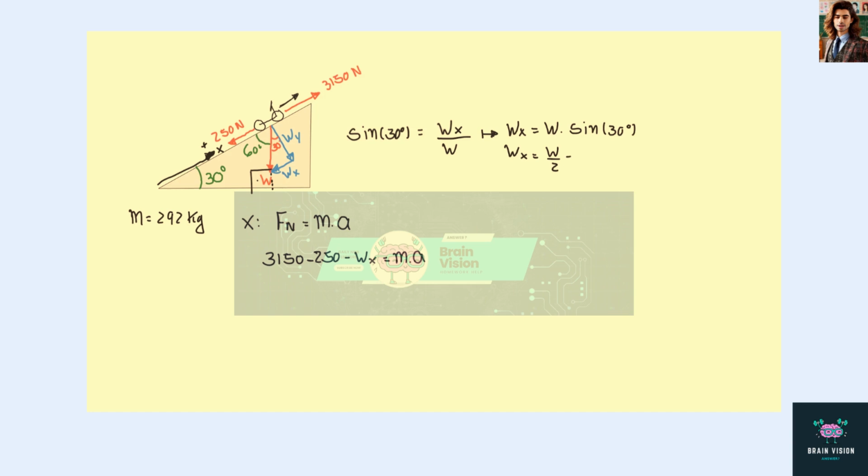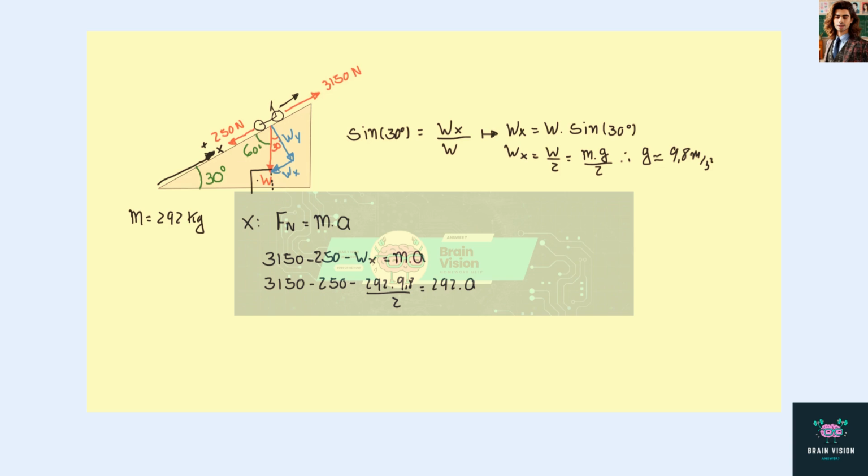And the weight force is given by the mass of the motorcycle times the acceleration of gravity near the surface of the Earth. Then we have this equation. Also remember that g is approximately 9.8 meters per second squared. Then, going back to our equation, we have 3,150 minus 250 minus 292 times 9.8 divided by 2 is equal to 292 times the acceleration.